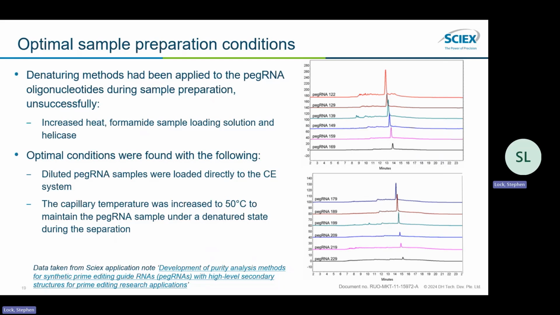And one of the things you can do with the SCIEX CE system is you can really control the separation temperature. So we went through a series of steps to change the temperature, and we ended up running the capillary temperature at 50 degrees C to remove this structural interference that you were getting by looking at the PEG RNA, and this really enabled us to get sharper peaks under denaturing conditions. So we unfolded the PEG RNA and got it to produce classical sharp peaks.